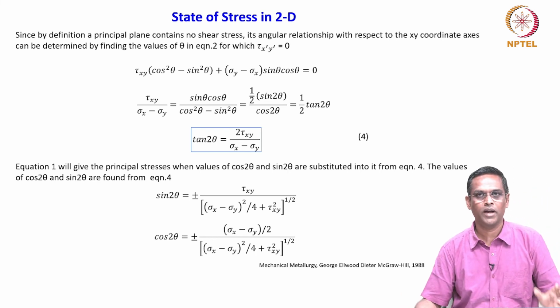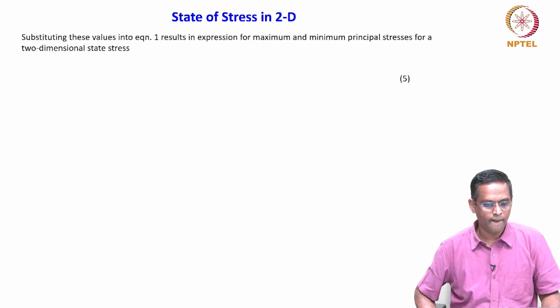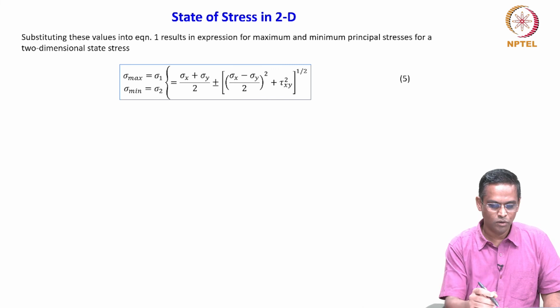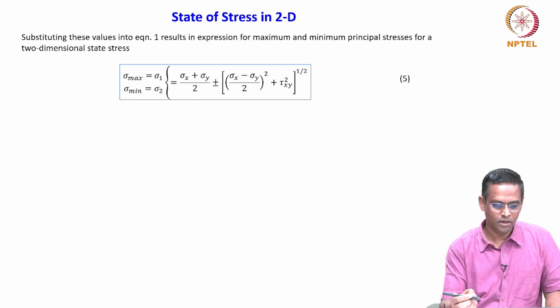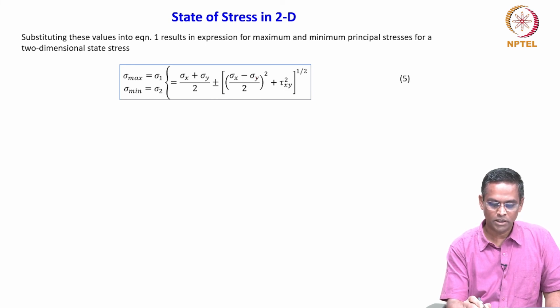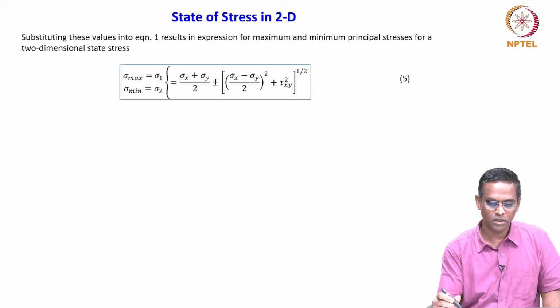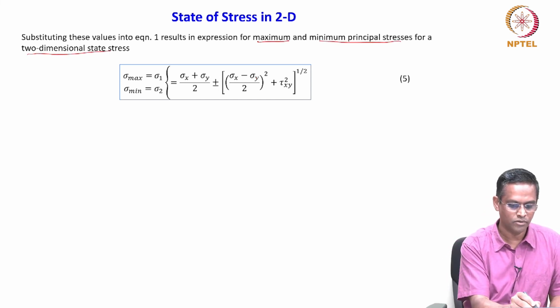visualize. How do we find these principal stresses in a biaxial situation, right? So, again, after substituting this, this is the final expression you will get from the original equation. So, that is sigma max and sigma minimum, sigma 1 and sigma 2, equal to sigma x plus sigma y by 2 plus or minus sigma x minus sigma y by 2 whole square plus tau square xy, whole to the power half. So, this is the expression for maximum and minimum principal stresses for a two-dimensional state of stress.